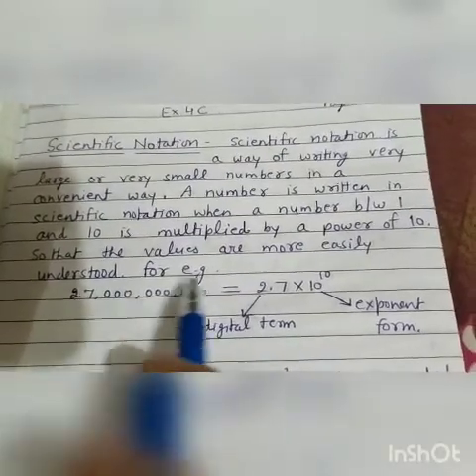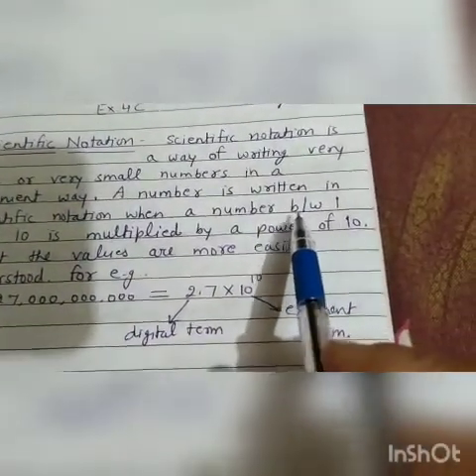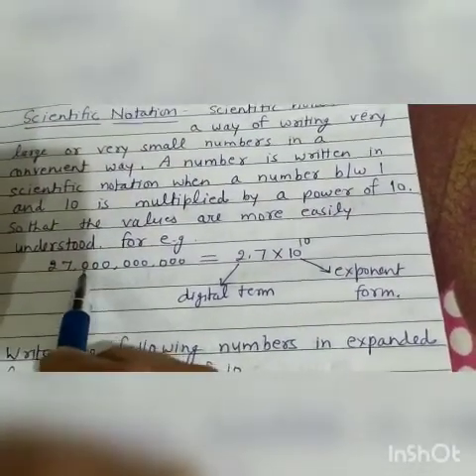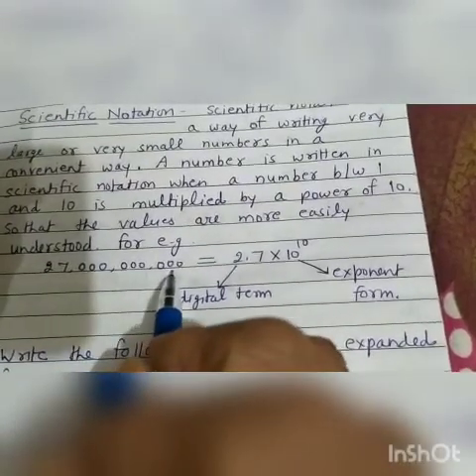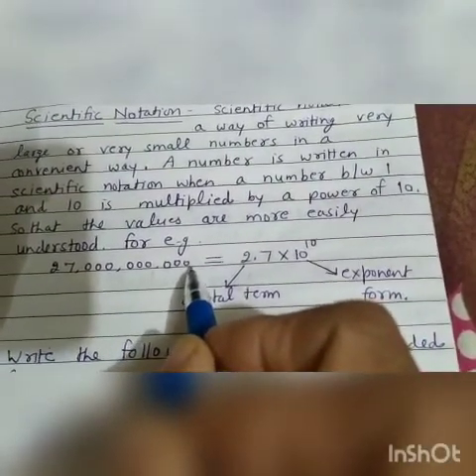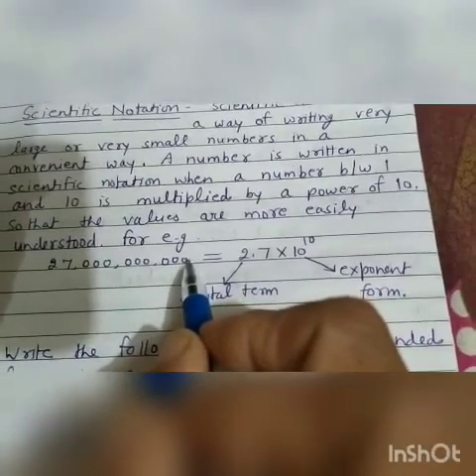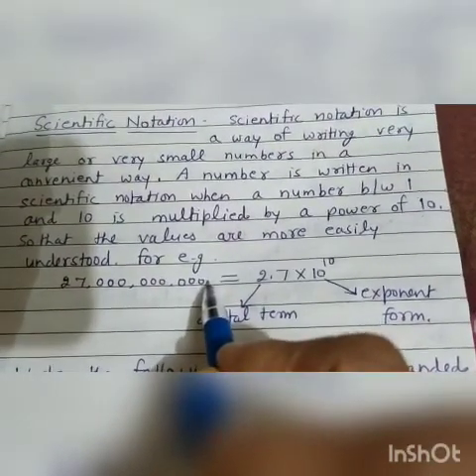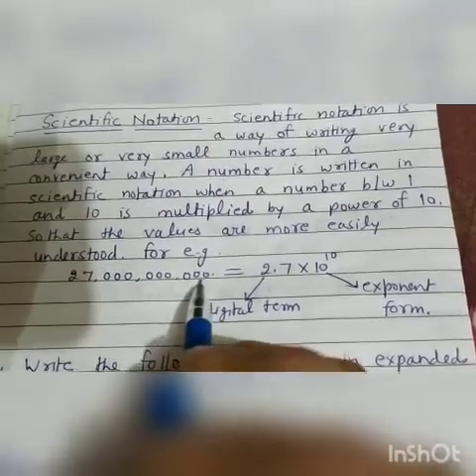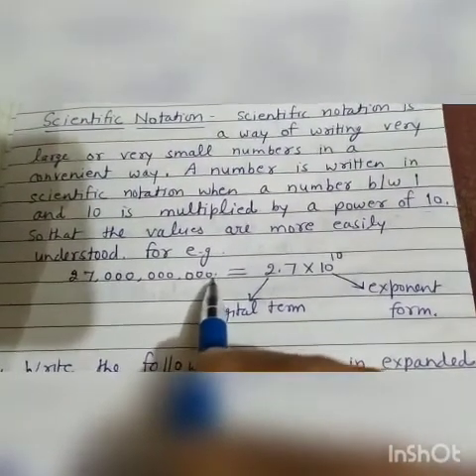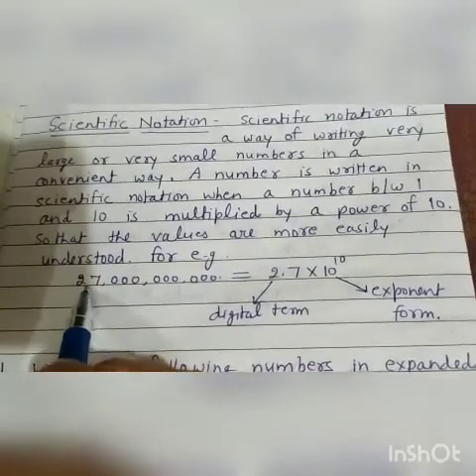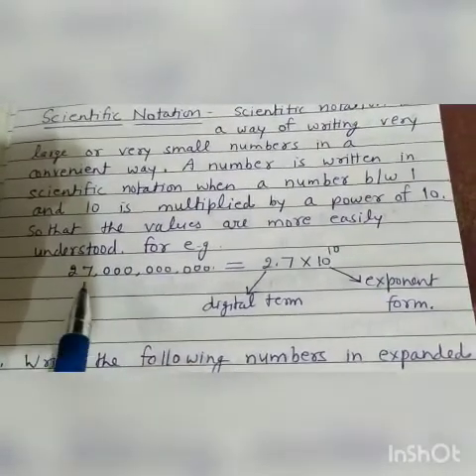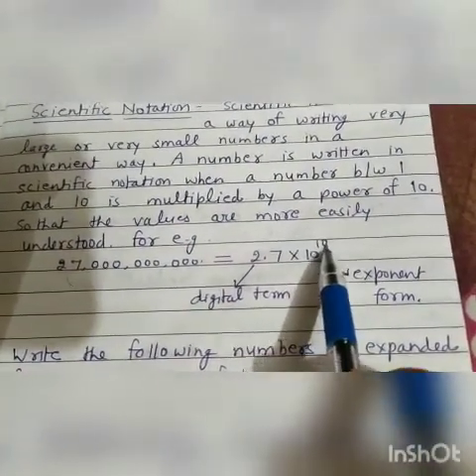What will we do? You read in the definition that the number is written between 1 and 10. So here in 27 billion, there is no decimal. So in this number we will consider a decimal here. If in a number there is no decimal, then where do we consider the decimal? At the end. So it is 27 billion. We will shift this decimal to here. Then the number will become 2.7, which is between 1 and 10. So we will write it as 2.7 multiplied by 10 power 10.